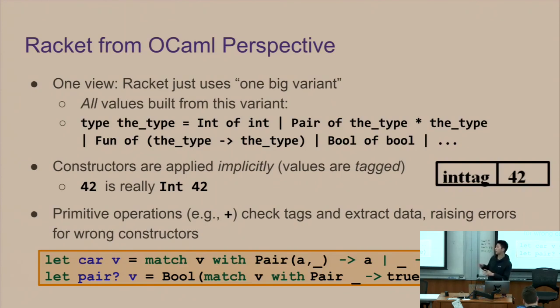So let's take a few examples here. The car case. The car function takes a v. This v can be any value of the type. So it would do a pattern matching on v. If v is a pair, then it will take the first value of the pair. Otherwise, it would just fail. For the pair question mark thing, what it does is tag the constructor bool to a match statement. If v is a pair, then it returns true. Otherwise, it returns false. So yeah. Any questions so far?